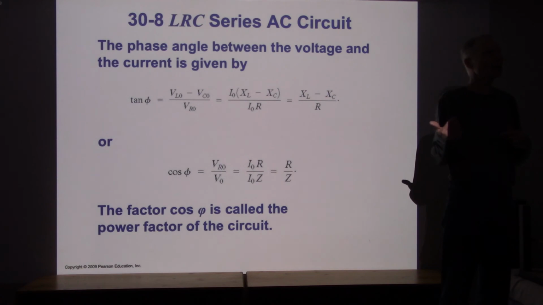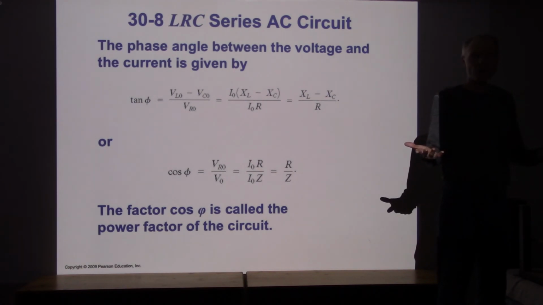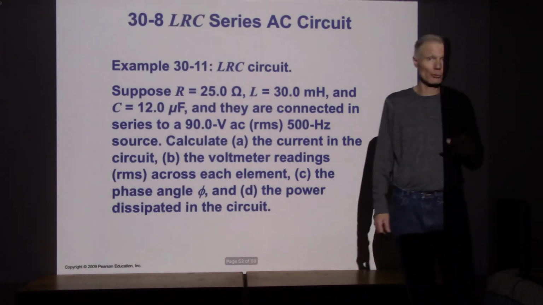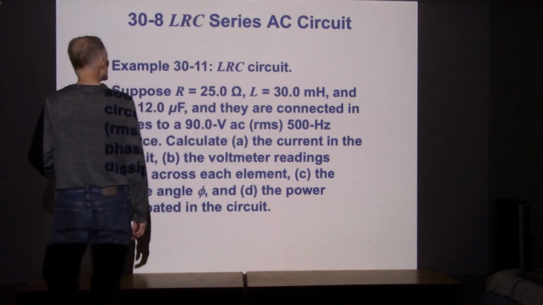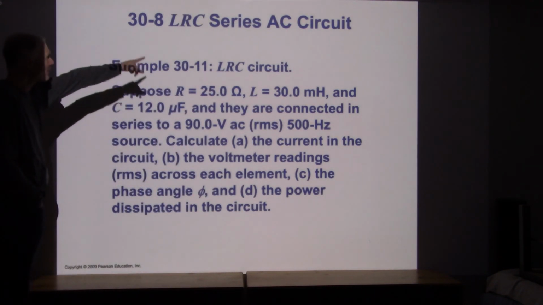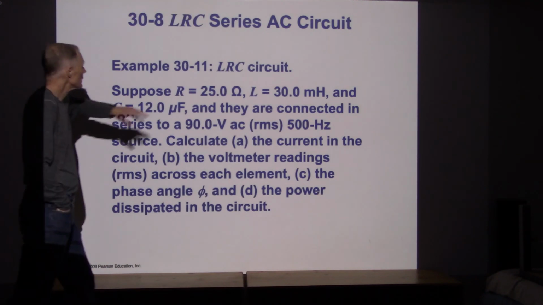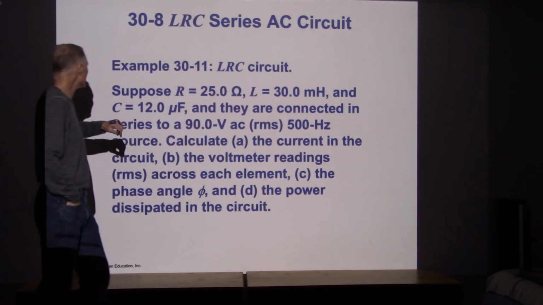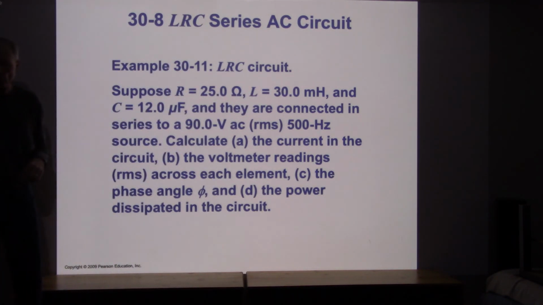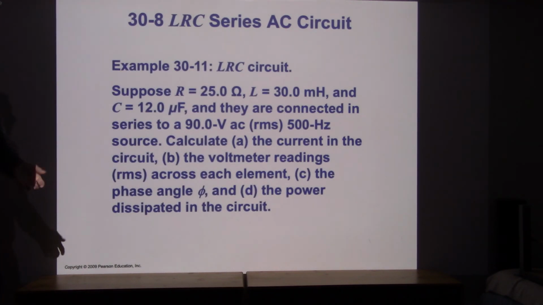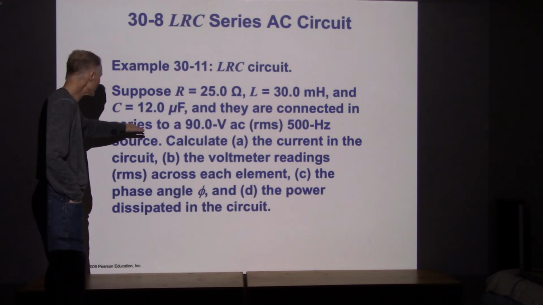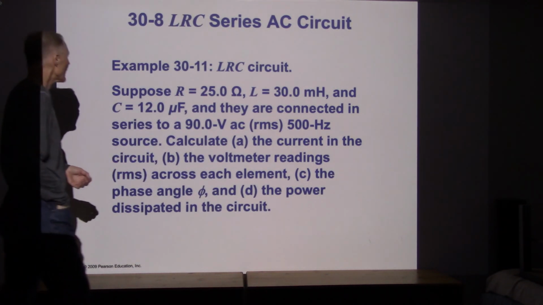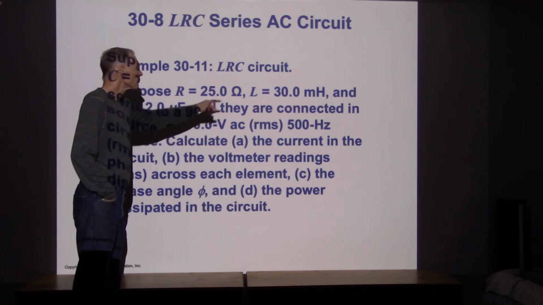We did all this in that earlier circuit. It just didn't have a capacitor in it yet. The only thing we really need to add in is something with a capacitor, so let's do that. Here is an example. We're driving an AC circuit using an AC power supply. We have resistance of 25 ohms, inductance of 30 millihenries, and capacitance of 12 microfarads. So this is what these problems sound like. They're all connected in series. That's the only type of circuit we've really analyzed. And it's at 90 volts, 500 hertz.